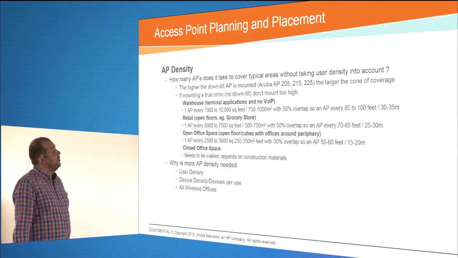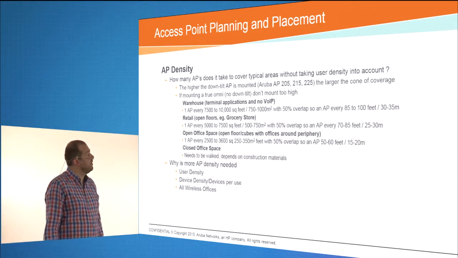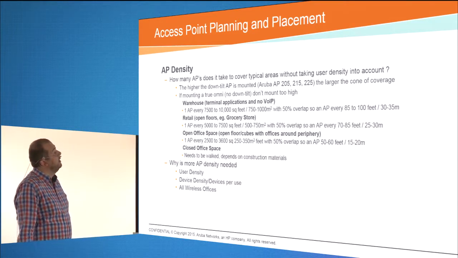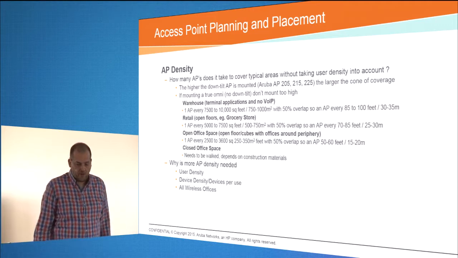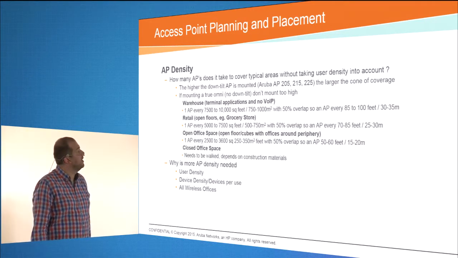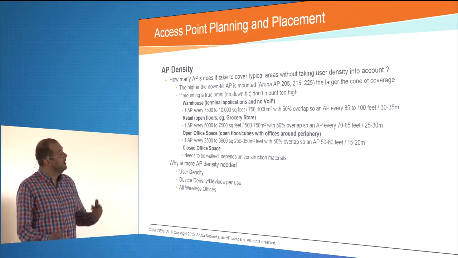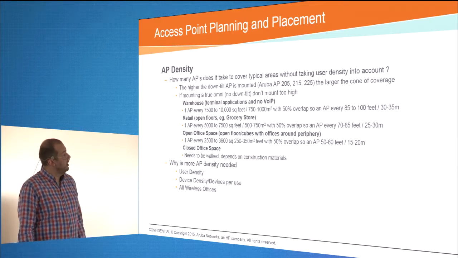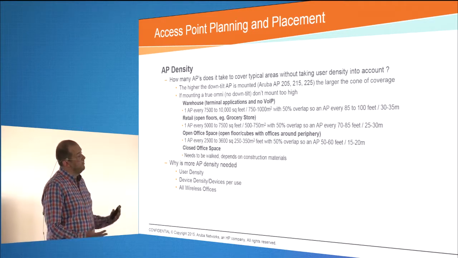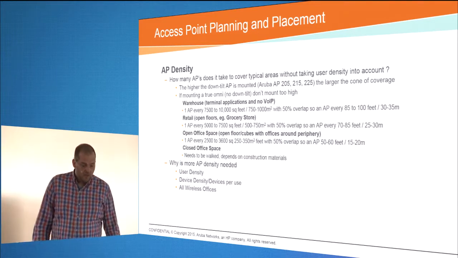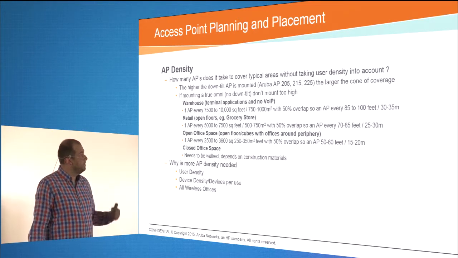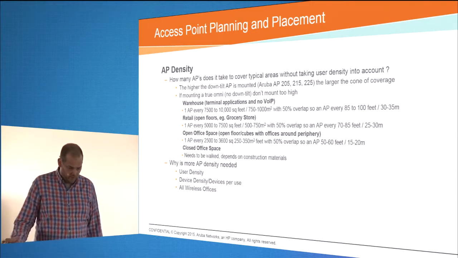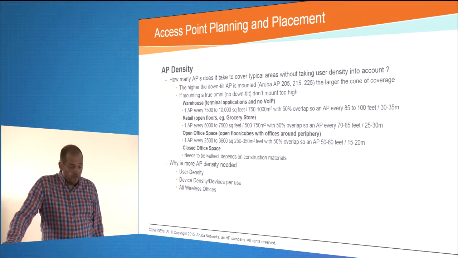Then about AP density, some rough numbers. In warehouses, you typically place an access point every 750 to 1,000 square meters, where you have a 50% overlap, so that will be one access point about every 30 meters. For retail, you can go down to a 30 meter interval of the access points. For open space offices, you can use an access point every 15-20 meters, and if it's closed off space with rooms, you typically will need an even better design and walk around that building to make an estimation.